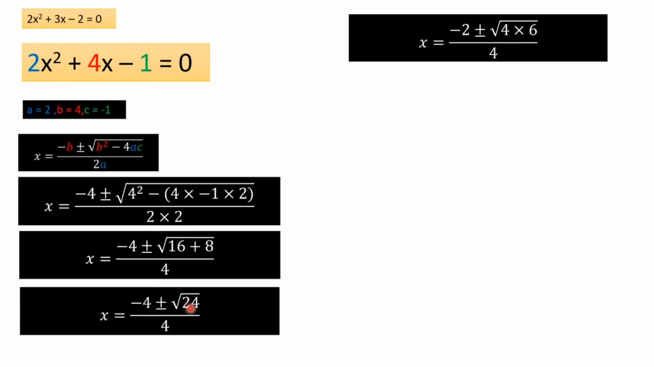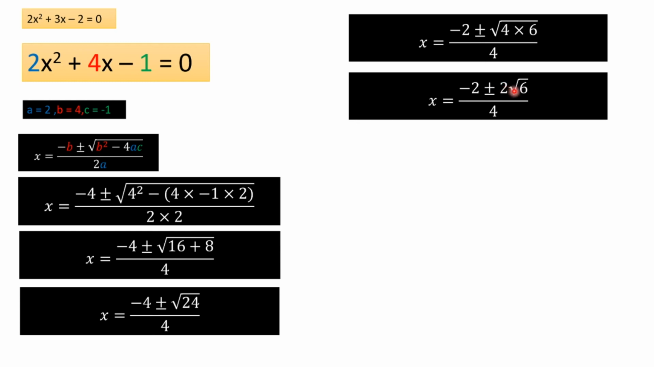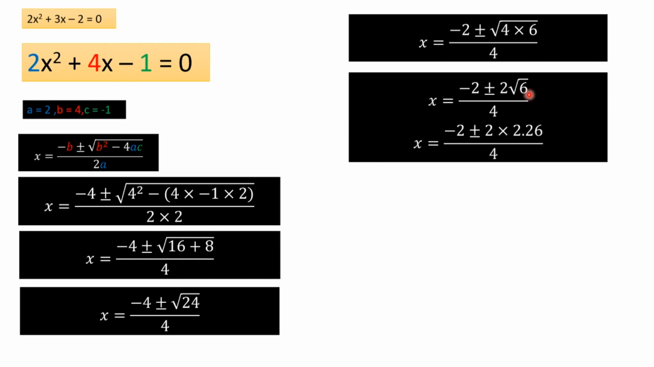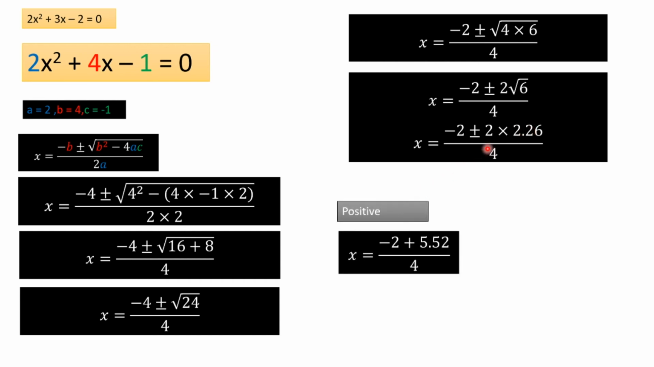Then I told you this has to be converted to the surd form. Here 4 into 6, then you can write the square root of 4 is 2, into the square root of 6. This value you have to find through your logarithm tables, or otherwise in the exam sometimes they will give it. So here I substitute the square root of 6 as 2.26, and 2 into 2.26. Then I consider positive values. I multiply these two, it is 5.52.